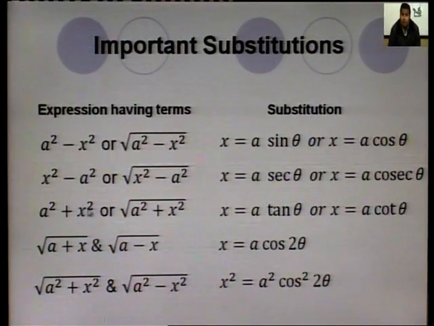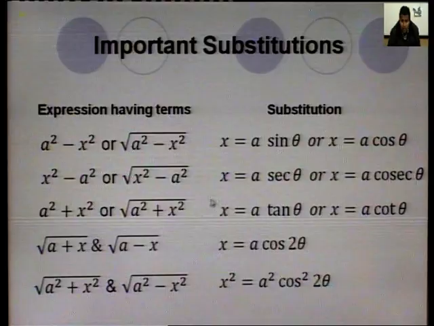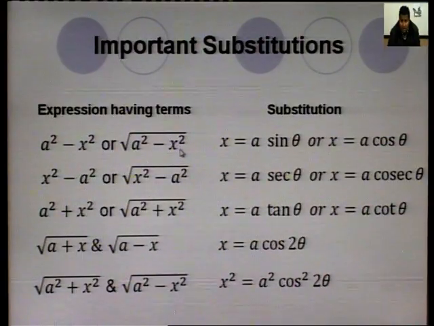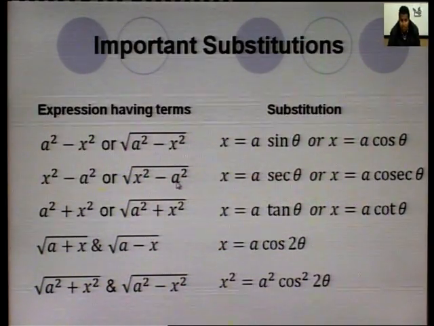The point with these substitutions is that if you put the substitution inside the under root, the under root will be cancelled out. If you put the value a sin theta here, a square minus a square sin square theta will become a cos theta. Similarly, if we put the value here, this will become a square sec square theta minus a square. A square will come out common, sec square theta minus 1 will become tan square theta, so the whole term will become a tan theta.